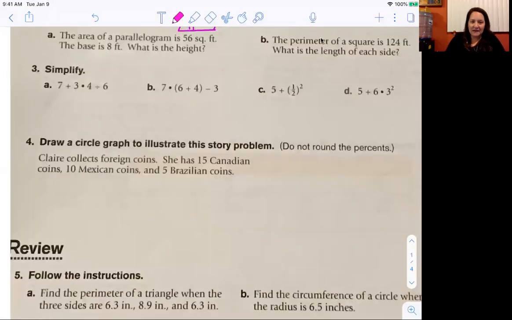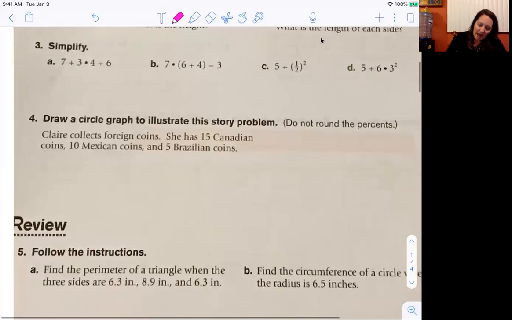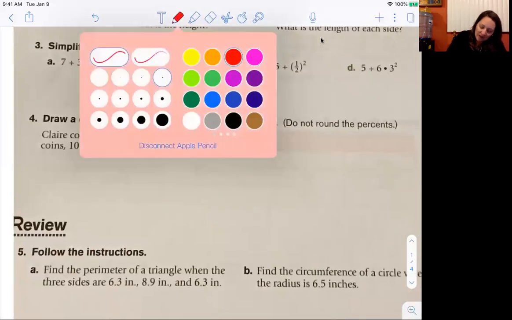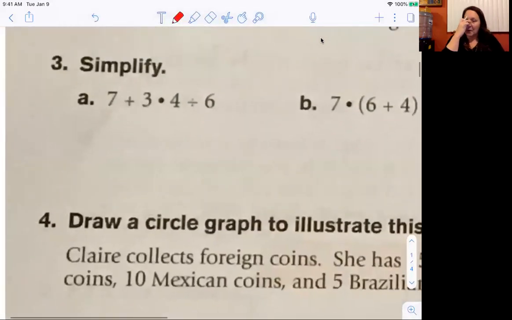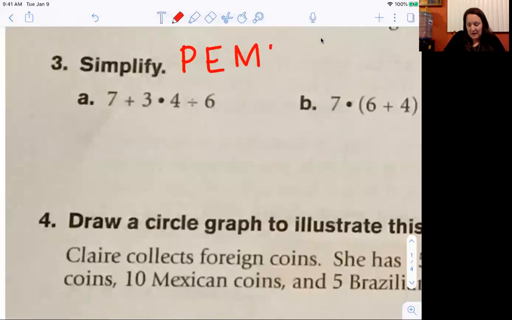Okay, sorry for that. Let's look at number 3. We have 3a, and 3a says to simplify. Remember, we're going to use Pemdas. Don't stress, right? Pemdas, don't stress, don't stress. I know you guys love that song. You love it as much as I do.